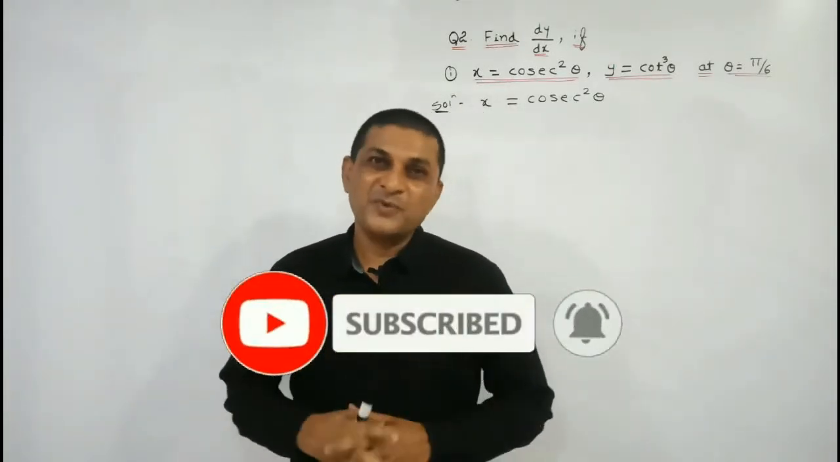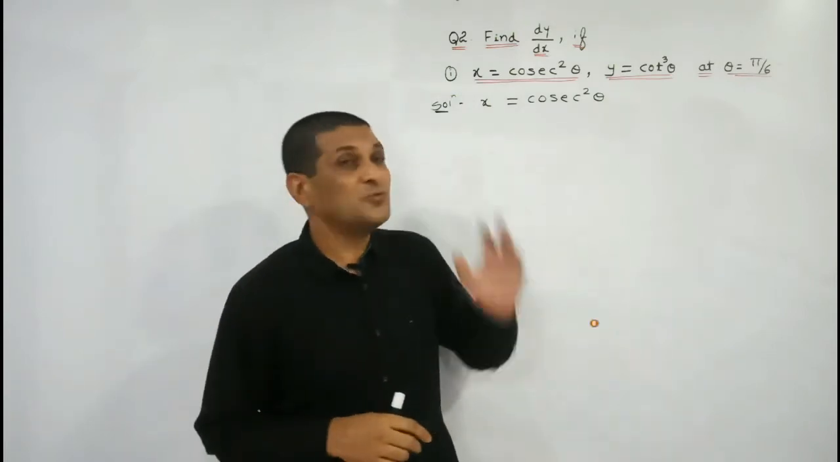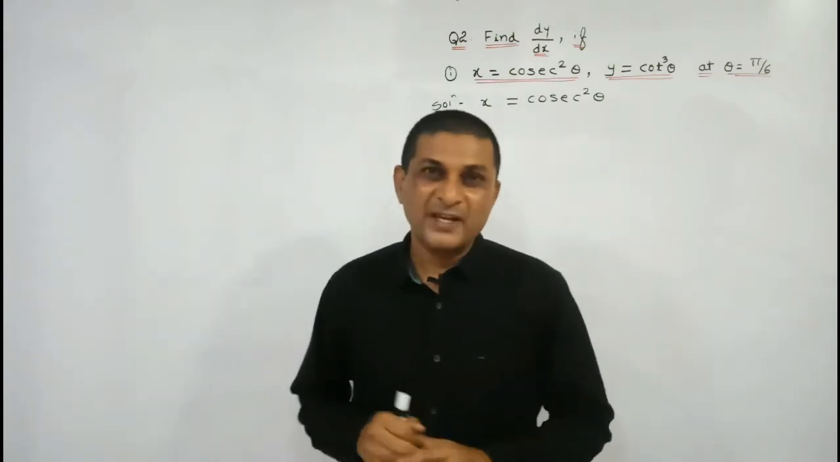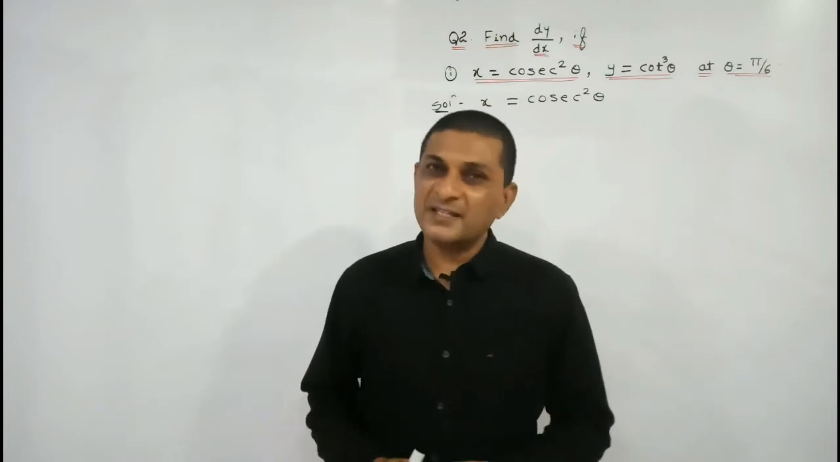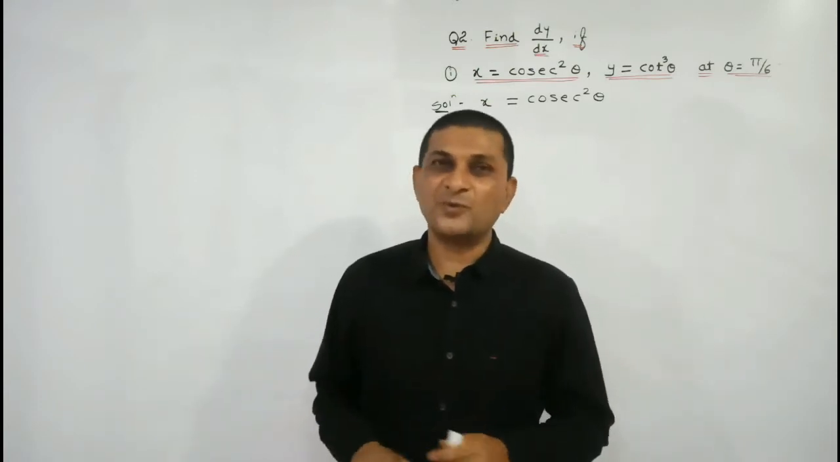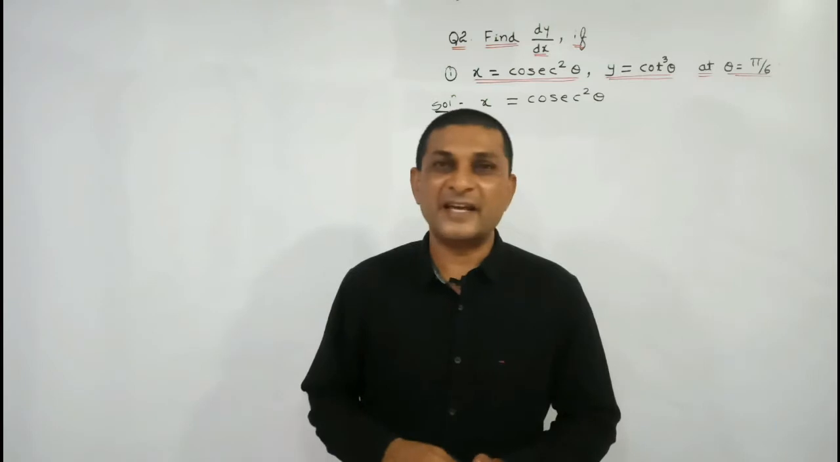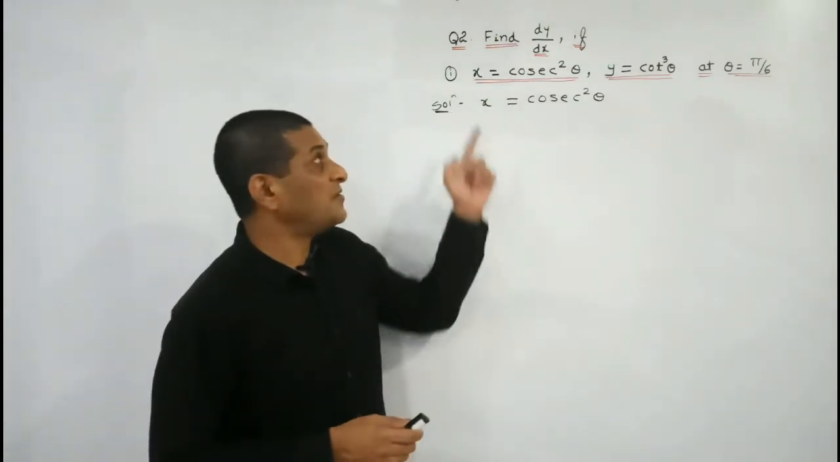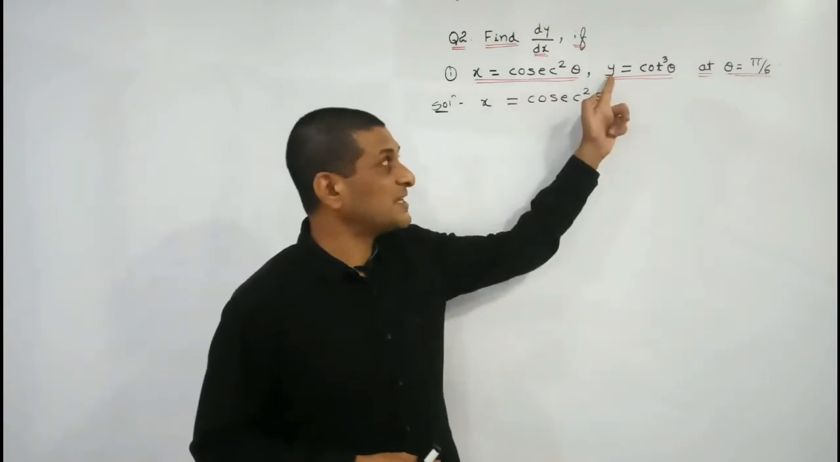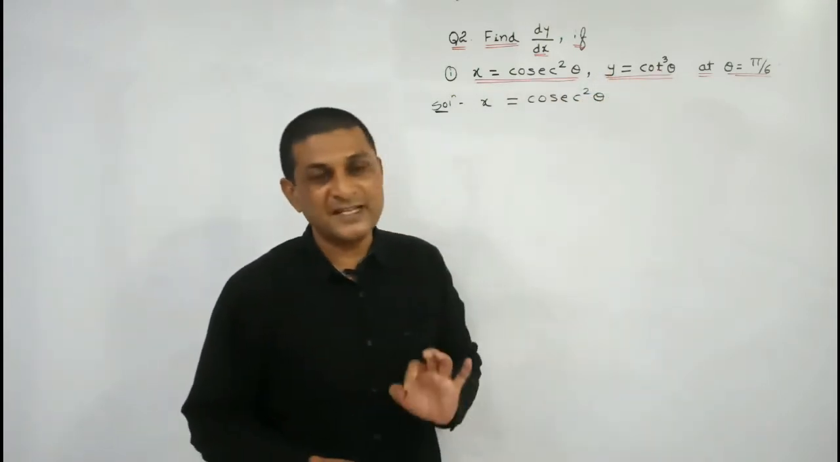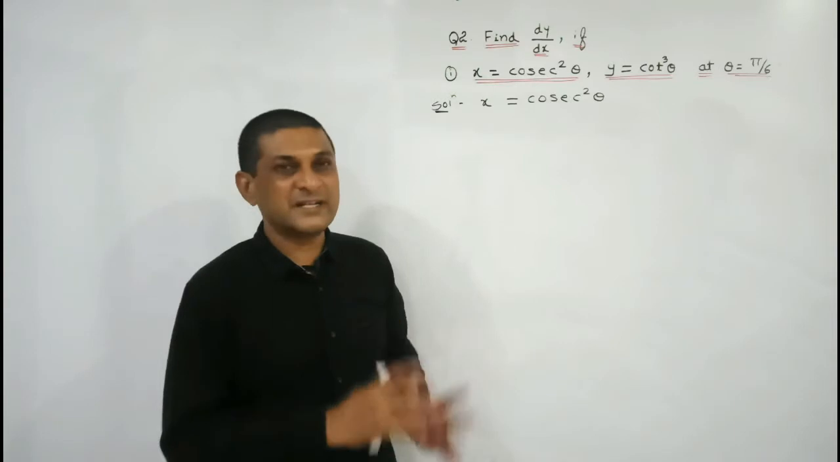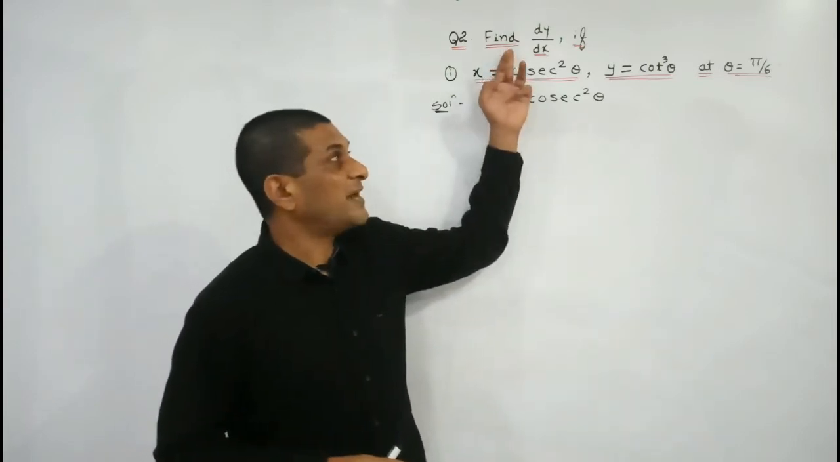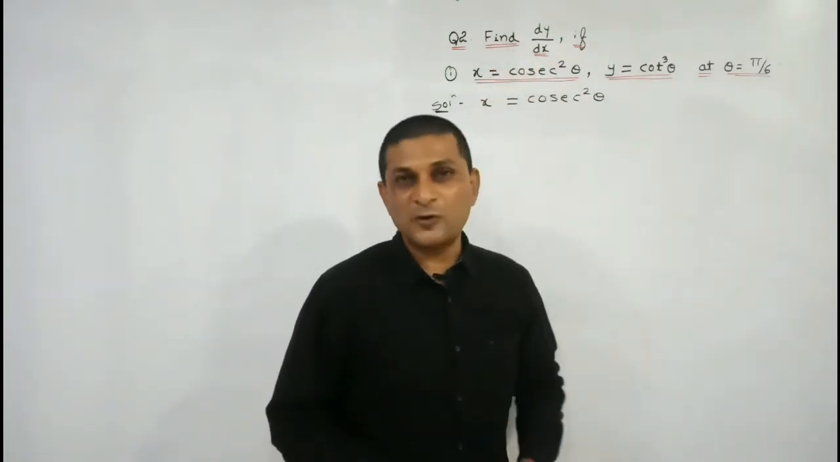In this video, we are solving question number 2 from exercise 1.4, and already we have seen that in this exercise 1.4 we are finding the derivative of what? Parametric function. So in this example, the value of x in terms of theta is given to us and the value of y also in terms of theta is given to us, meaning our parameter is theta, and we have to find out the value of dy by dx at theta is equal to pi by 6.